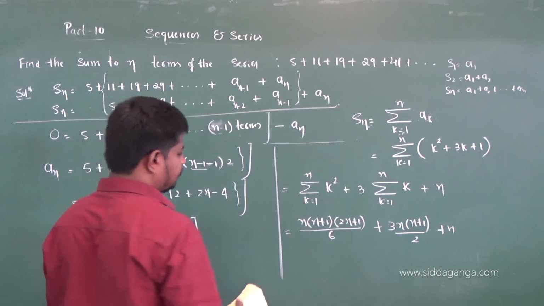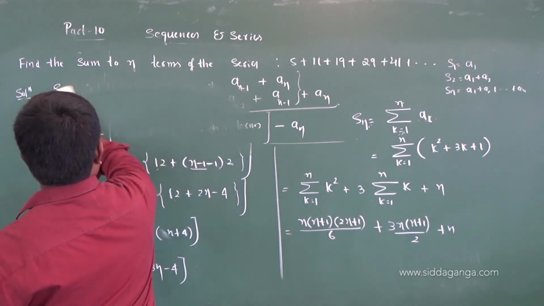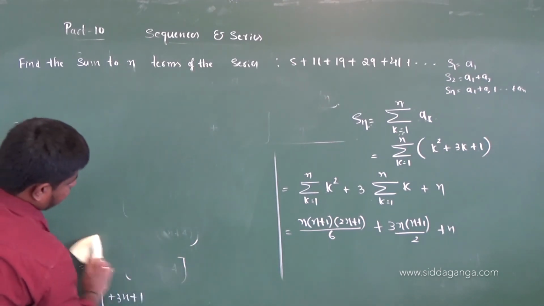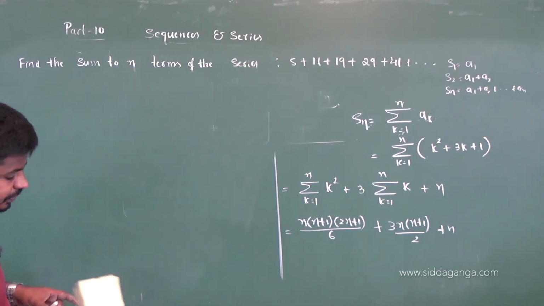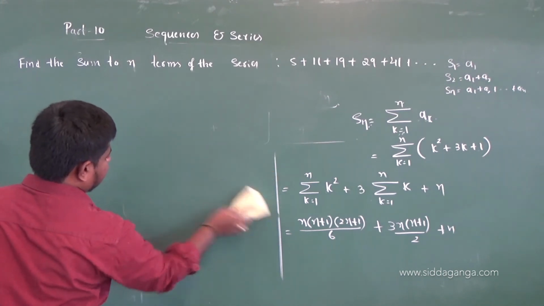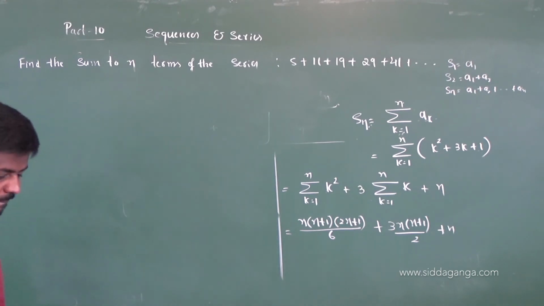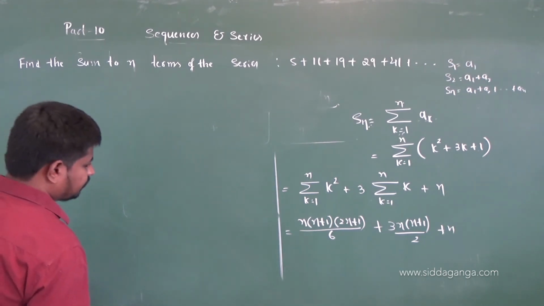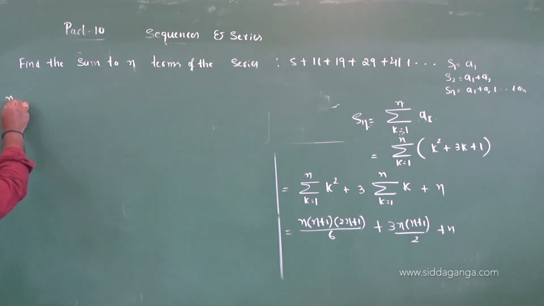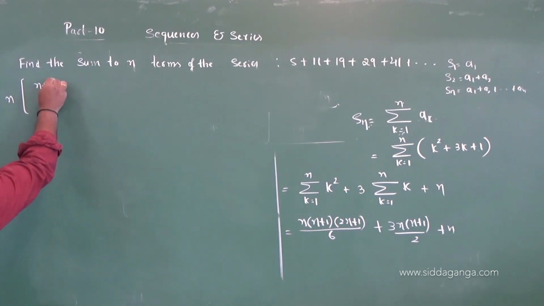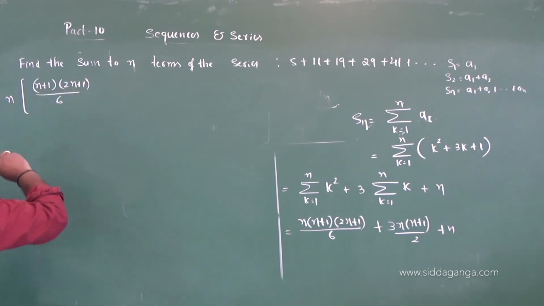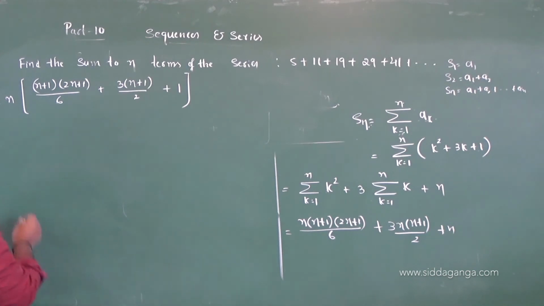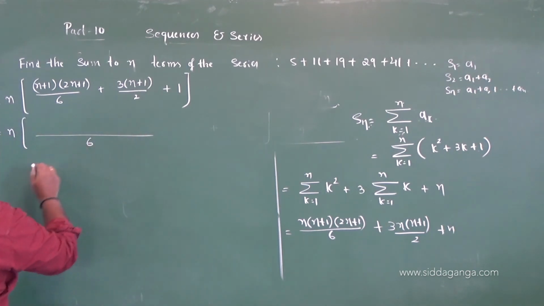Okay, so now let me simplify this. Yes, I am going to take n outside. If you take n outside, what is remained? n plus 1 into 2n plus 1 by 6, plus 3 into n plus 1 by 2, plus 1. Let me simplify this. So, n into, 6 is the LCM. Let me multiply this.